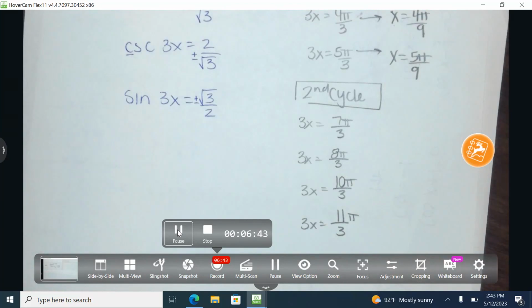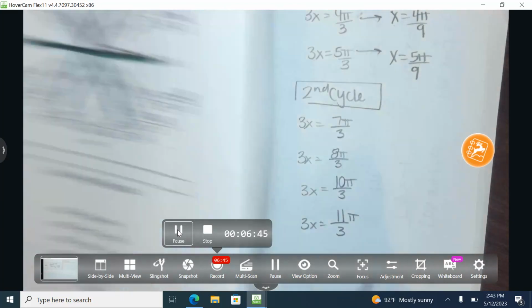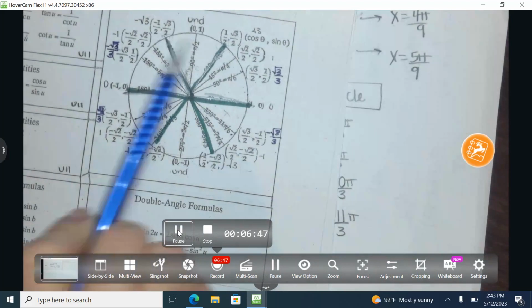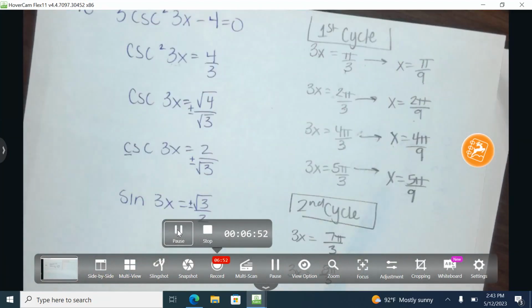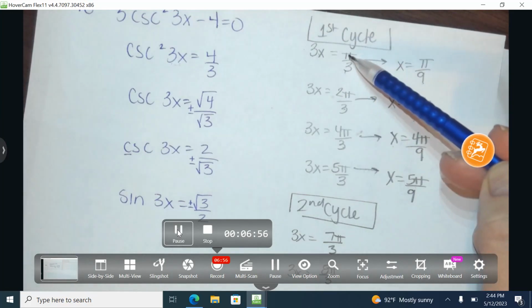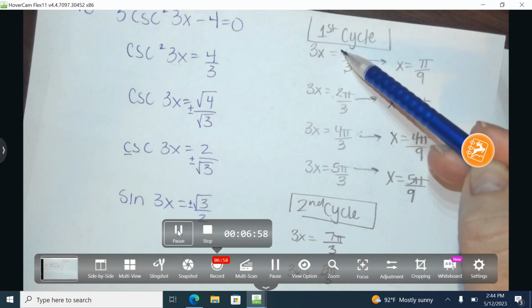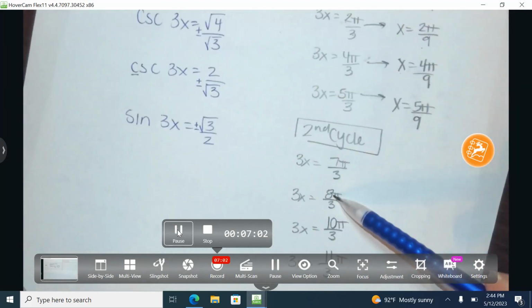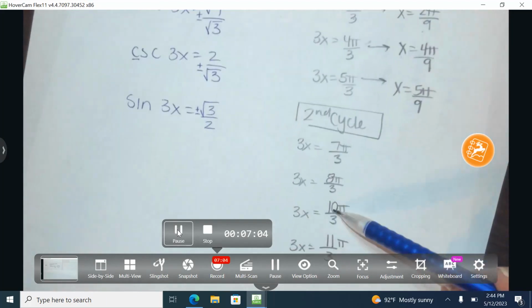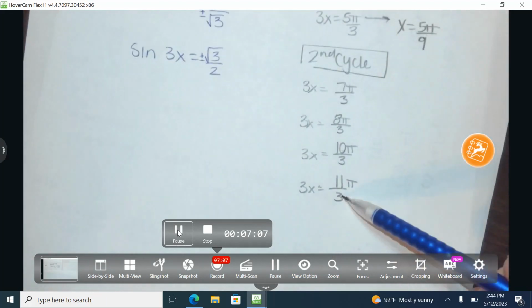Now, is there a quicker way? There sure is. Watch this. Notice that there are 6 equal sectors when our reference angle is 60. So I go up to the first cycle, and when I have to do an additional cycle, I just literally add 6 to the numerator. 1 plus 6 is 7. 2 plus 6 is 8. 4 plus 6 is 10. And 5 plus 6 is 11.